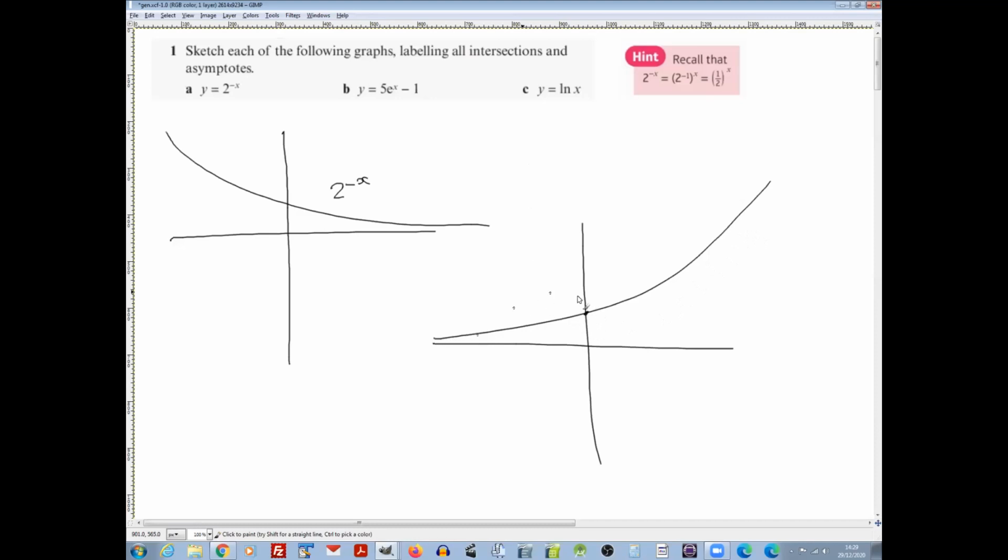This point there will still be 1. So what about 5e to the x? That will make it steeper. Yes, and not only that, but the y-intercept is 5 times higher. So 5. And it will be steeper as well, and therefore more like that than the other one.